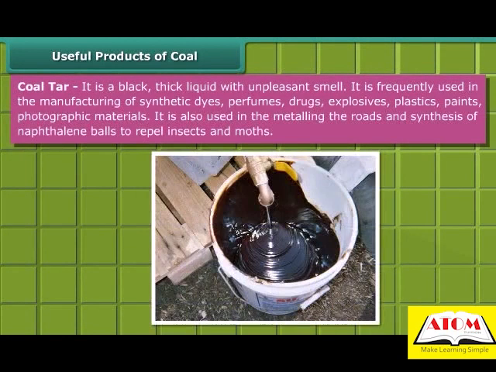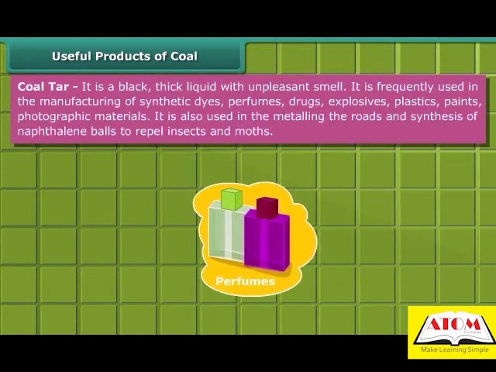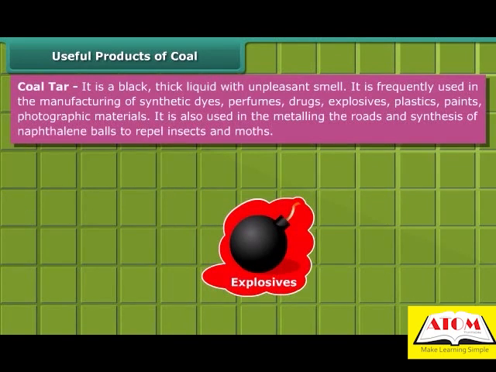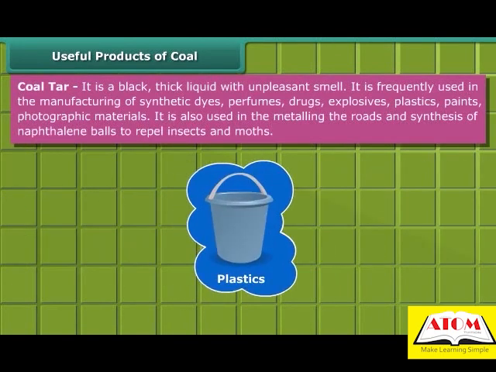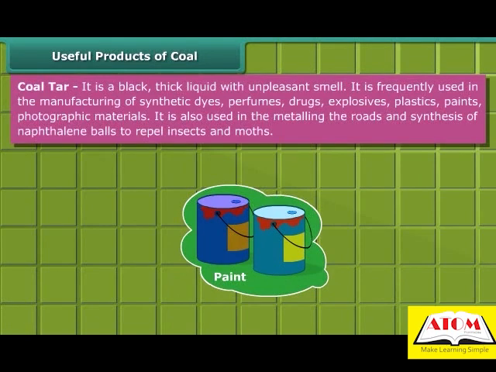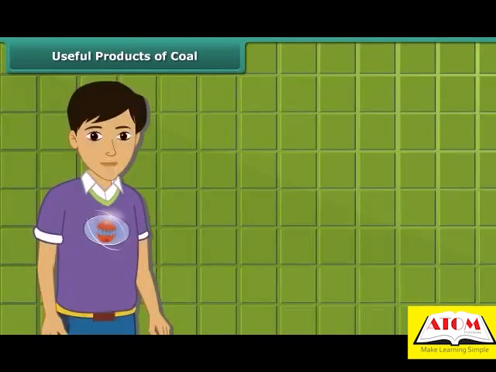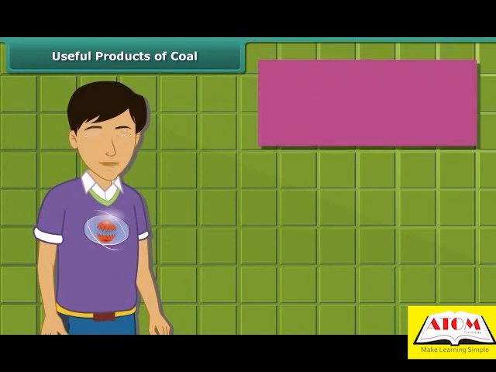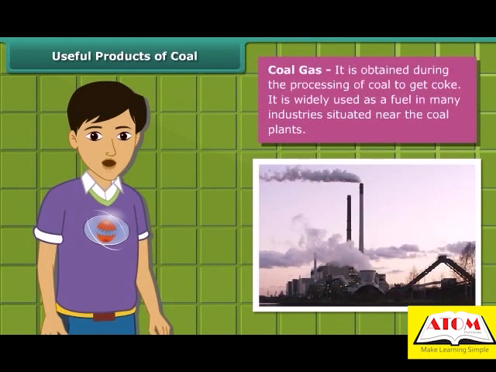Coal tar is a black, thick liquid with an unpleasant smell. It is frequently used for manufacturing synthetic dyes, perfumes, drugs, explosives, paints, plastics, and photographic materials. When coke is obtained from coal, coal gas is produced. In many industries located near coal plants, it is used as a fuel.